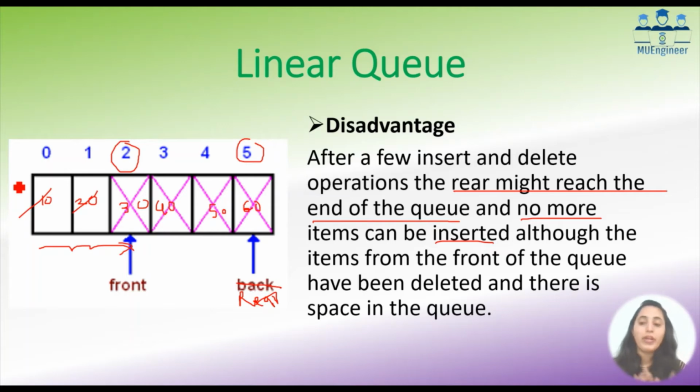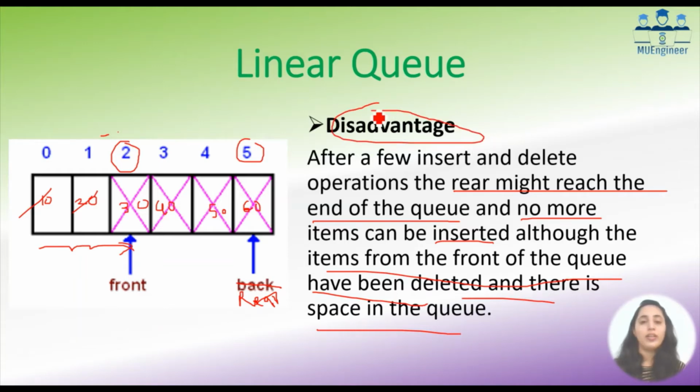So this is a drawback when we are doing it with an array, not with a linked list. How can we handle this drawback? Although the items from the front of the queue have been deleted and there is space in the queue, we still cannot add a new value at the rear end. So this is one of the disadvantages of the linear queue, and it is solved in the next type of queue.